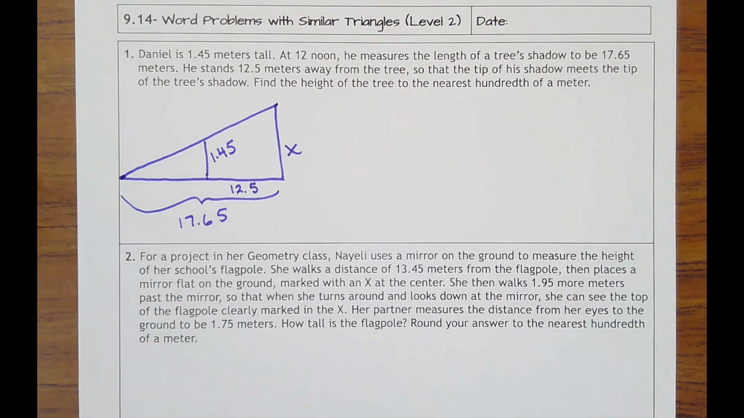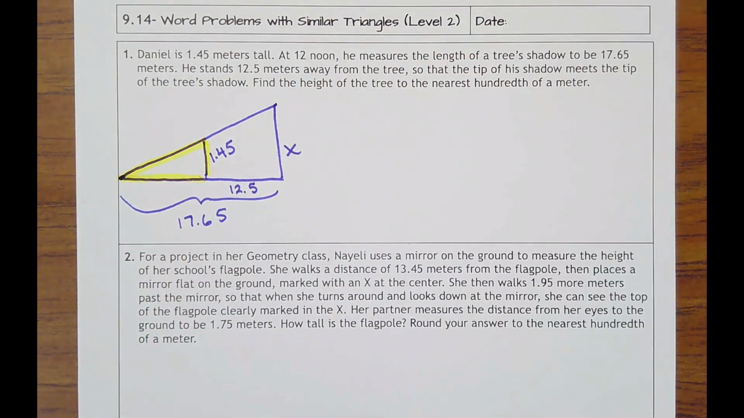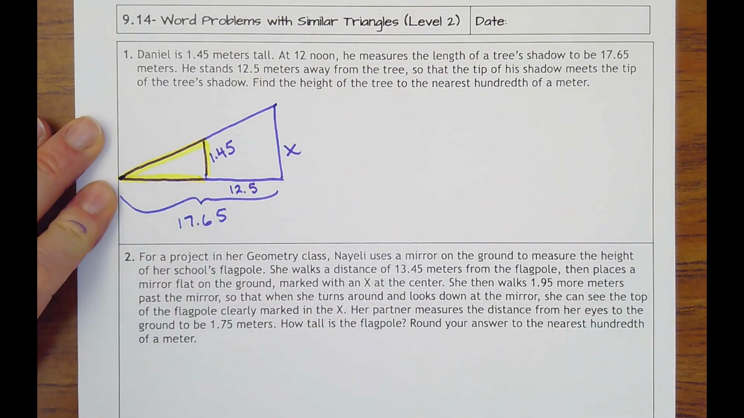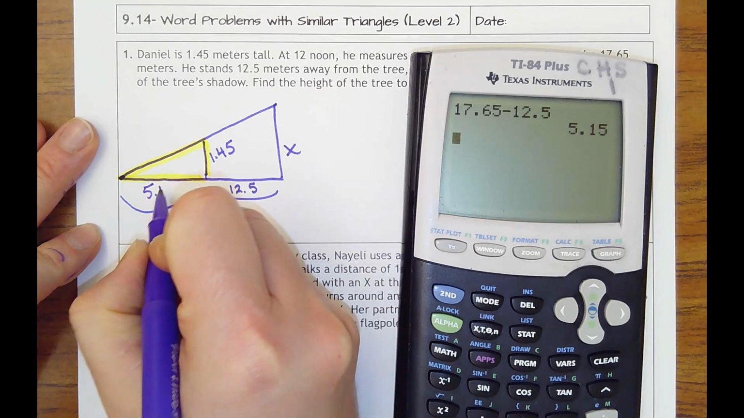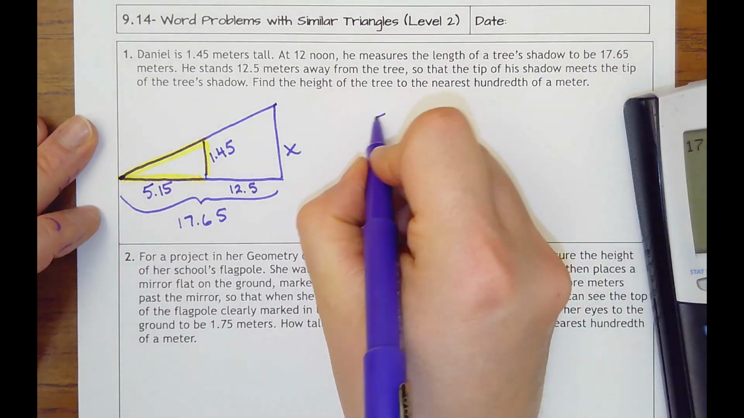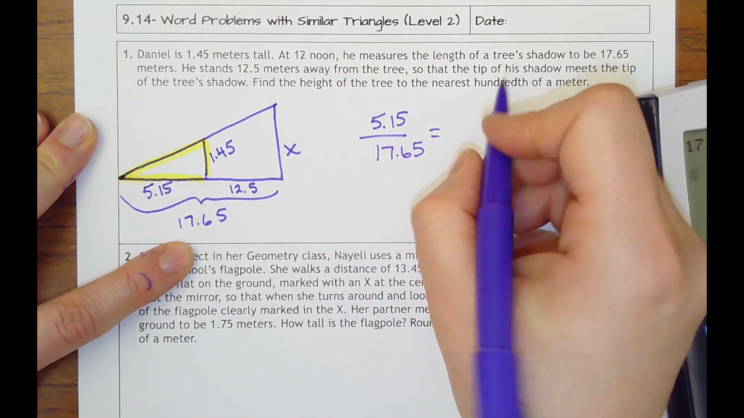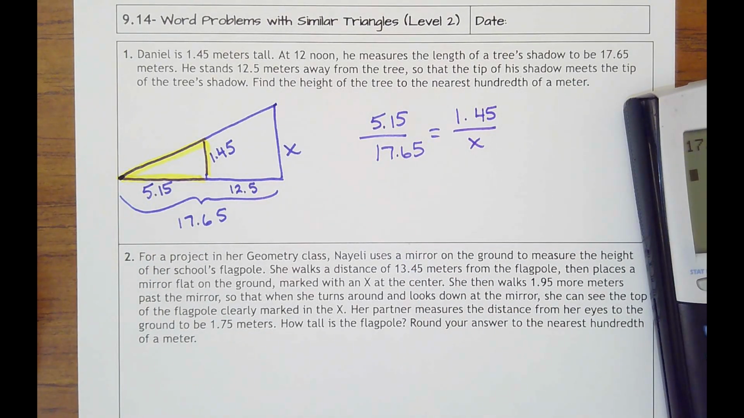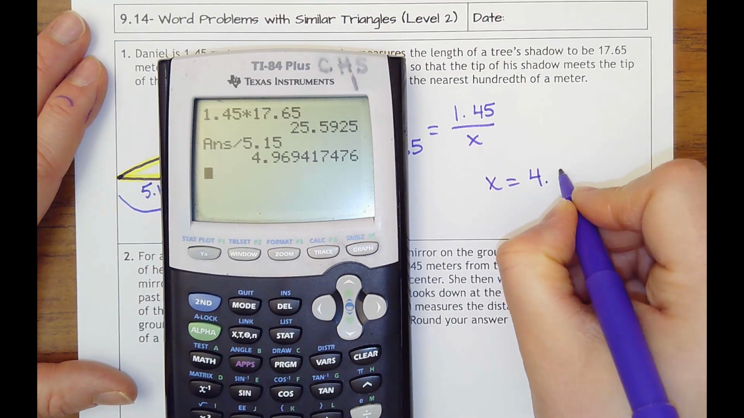Okay, so I'm working from this triangle. And so I want to have 17.65 minus 12.5. So I'm going to have 5.15 over the whole 17.65 equaling 1.45 over x. And cross multiply, divide. Nearest hundredth of a meter should get 4.97.